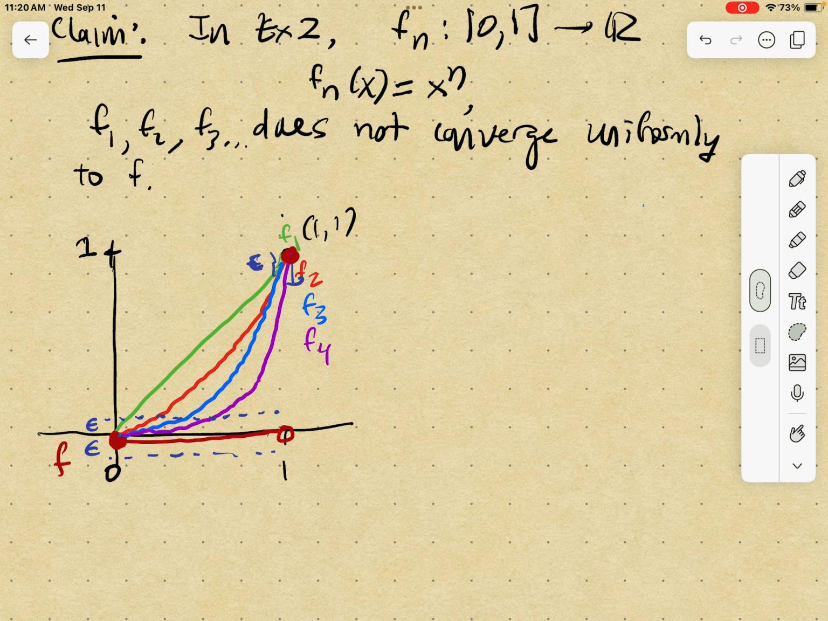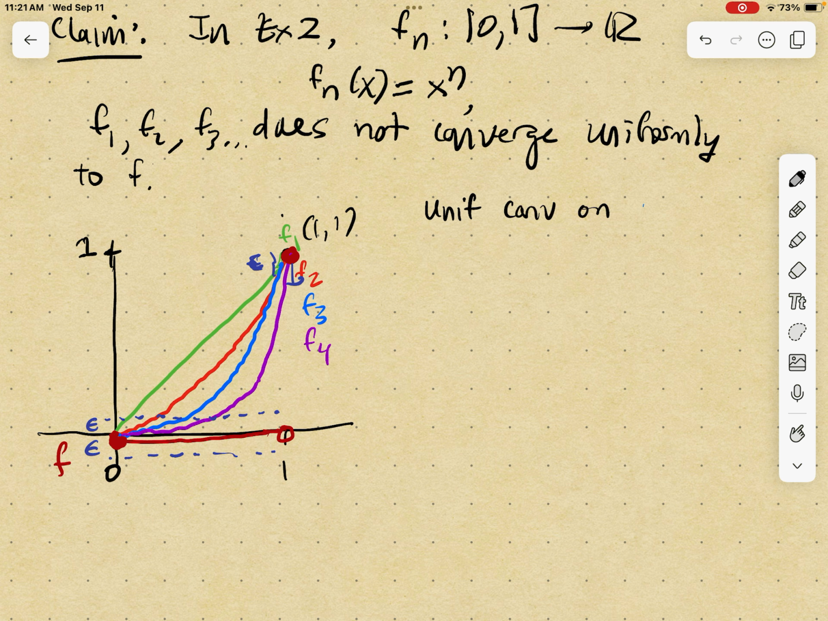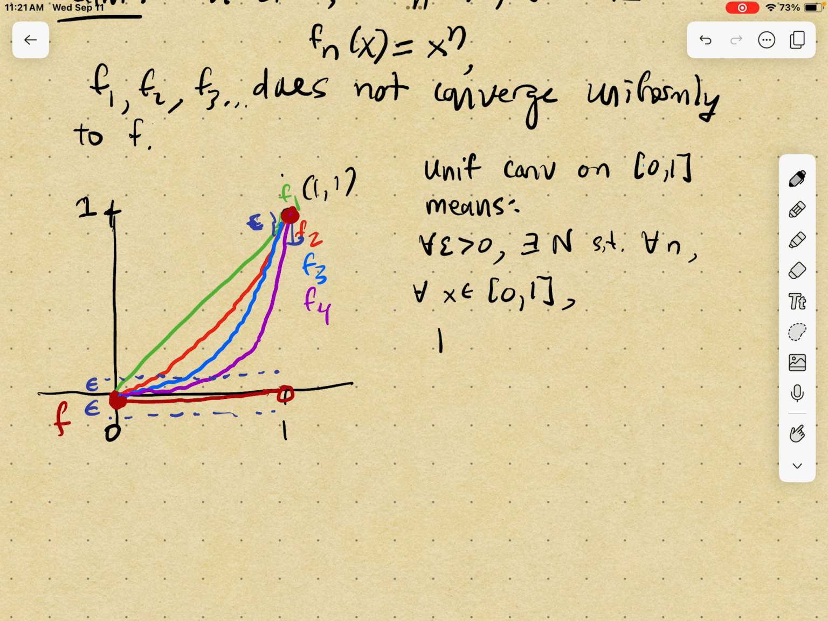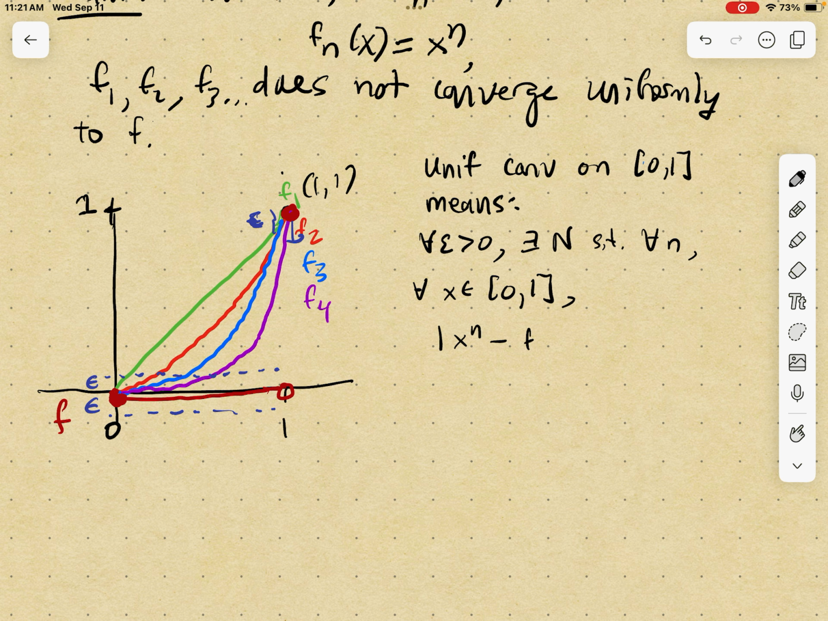And the issue has to do with what goes on for values of x that are close to 1, but not equal to 1. So let's think about what uniform convergence would mean. Uniform convergence in this case on [0, 1] means for all epsilon greater than 0, there exists some N such that for all little n greater than N and for all x in the interval from 0 to 1, the distance between f sub n of x, which is x to the n, and f of x would be less than epsilon. Right? That's the statement of uniform convergence of the sequence of functions.